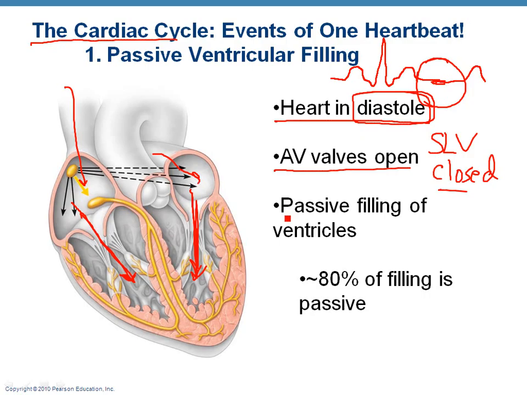So this is called passive filling of the ventricles, and about 80% of ventricular filling, 80% of the blood that will ultimately make its way into the ventricles with one heartbeat, occurs during this phase.